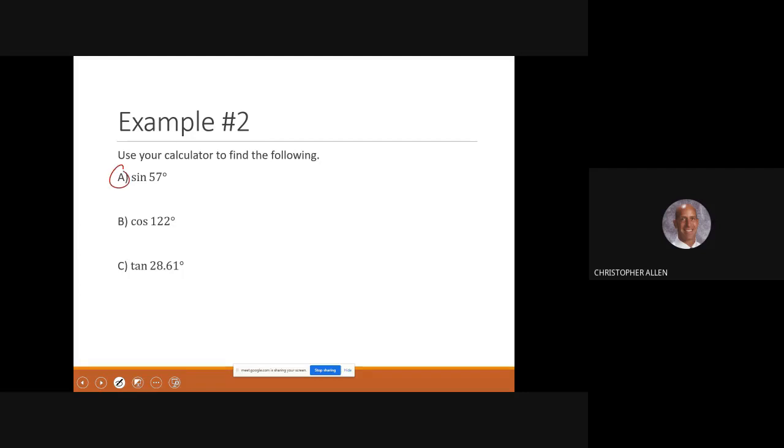Problem A says use your calculator to find the sine of 57. You are literally just going to hit sine 57 and hit enter. The answer is 0.83867. That's the answer. That's all there is to this. If you did not get that answer when you typed in sine of 57, it's probably because you are not in degrees. Please make sure you know how to do this. In fact, I bet you can do the next one all by yourself.